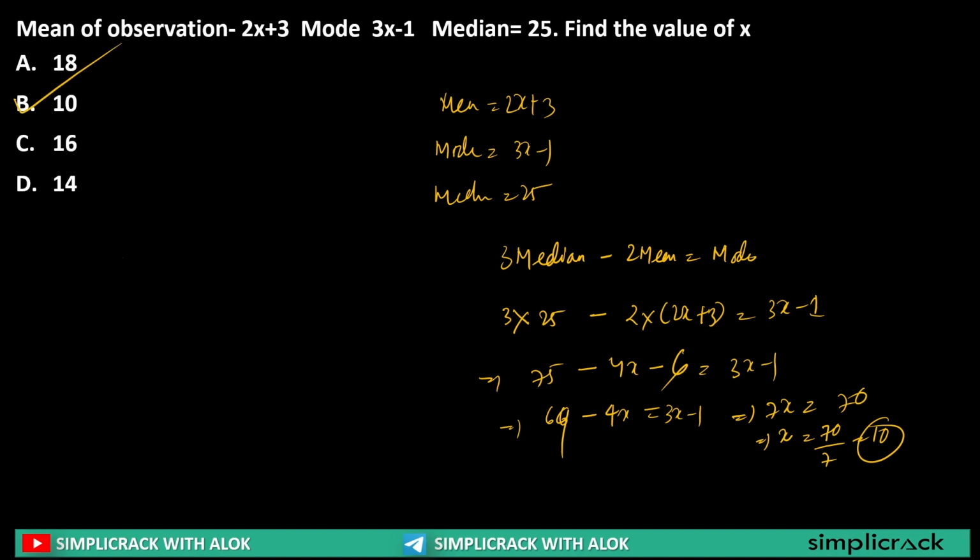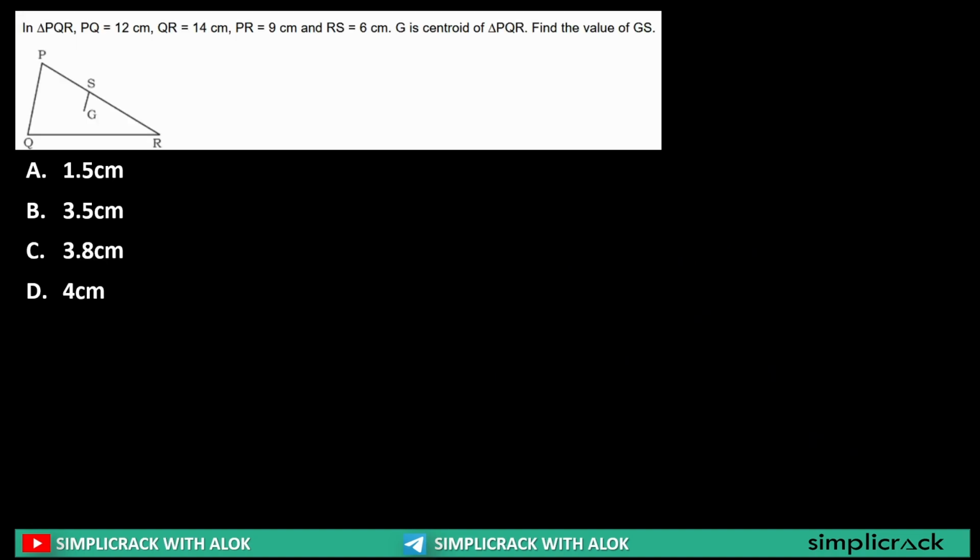Clear? Yes. Now in this triangle PQR, PQ is equal to 12 centimeter, correct? QR is equal to 14 centimeter. PR is equal to 9 centimeter. RS is equal to 6 centimeter. Now what it is saying, if this is the triangle, SG what? Find out the value of it, G is the centroid.